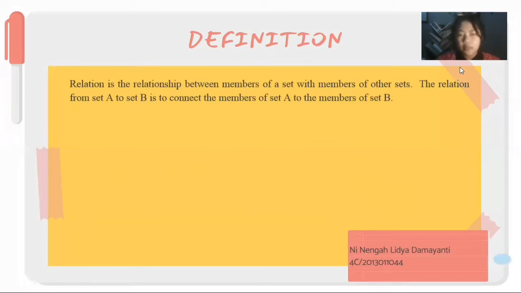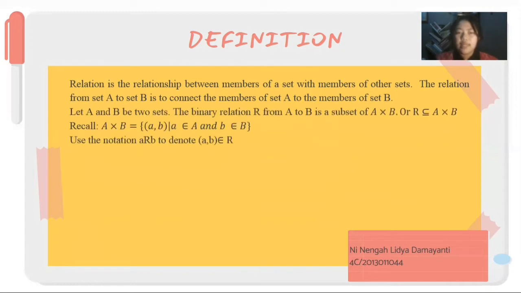So basically, the relation in math is a relationship between members of a set with the members of the other set. The relation from set A to set B connects the member of set A to the member of set B. Okay, let A and B be two sets. The binary relation R from set A to B is a subset of A cross B. Or the notation is like this: R is the subset of A cross B.